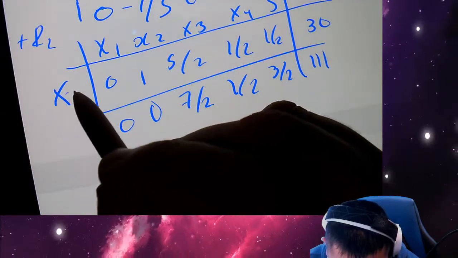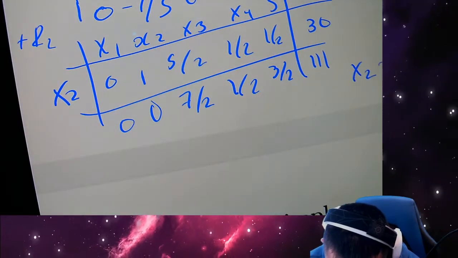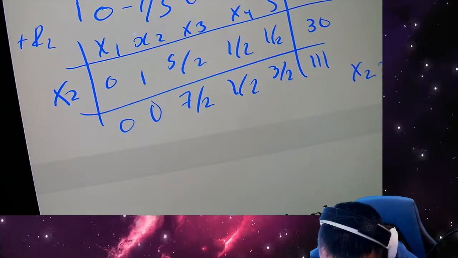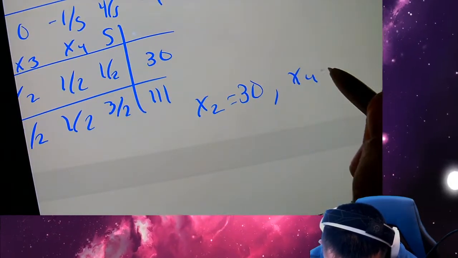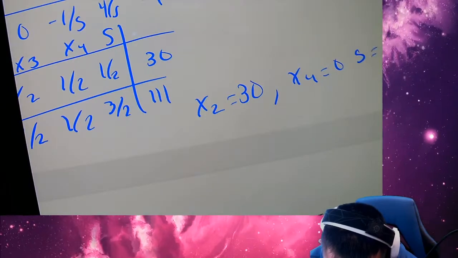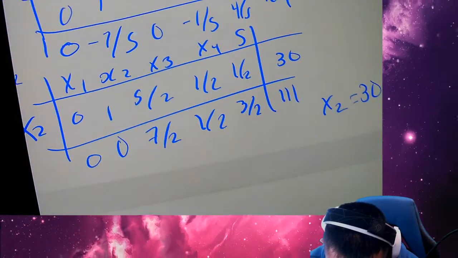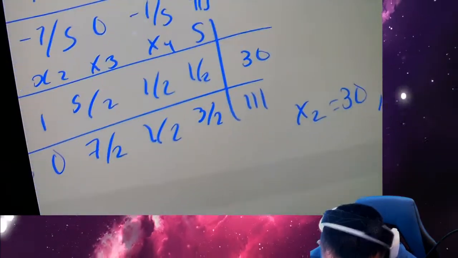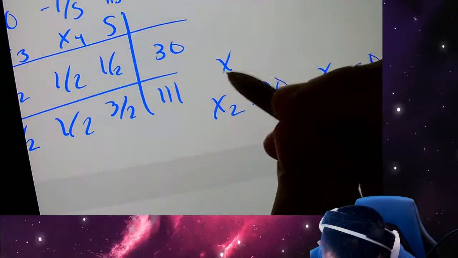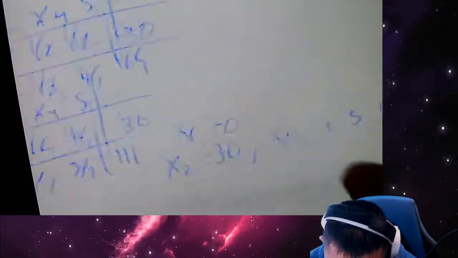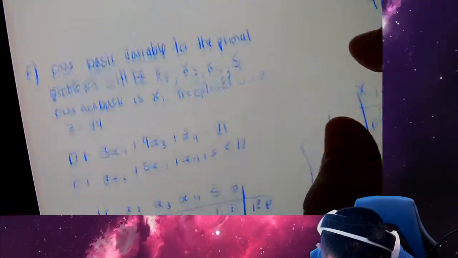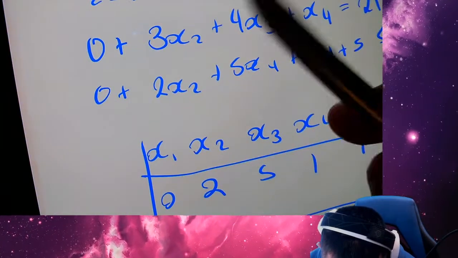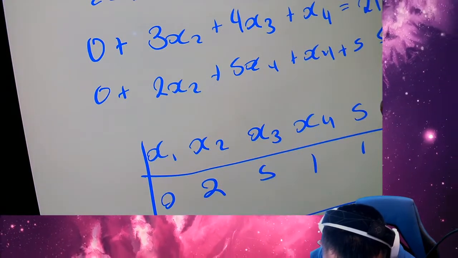So our new pivot was x2. So that's x2 equaling 30. And everything else becomes 0. So x4, 0. S is 0. And x1 was already 0. So let's test that out. There's only one way to test it out, and that is to put it in. x2 times 30.